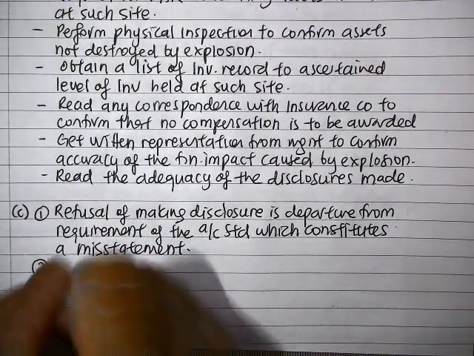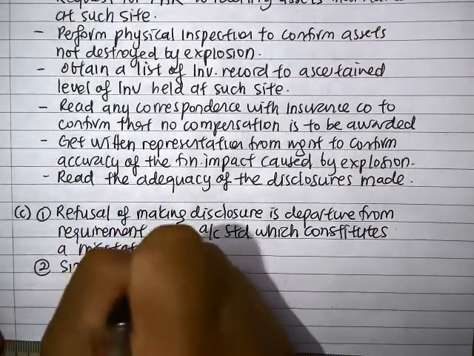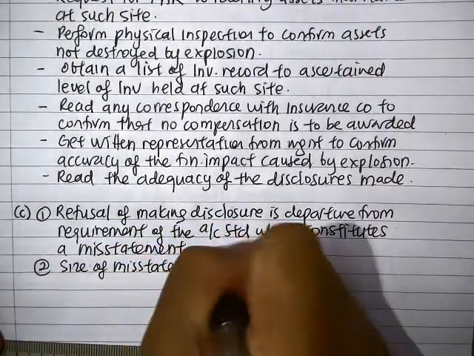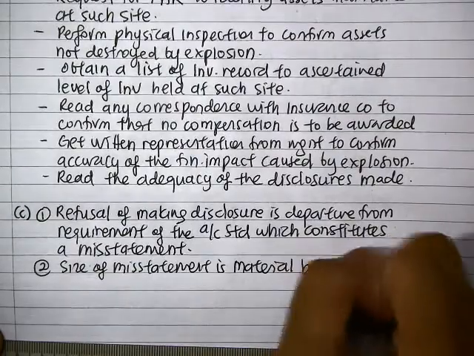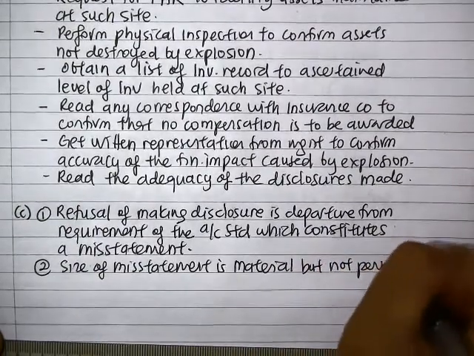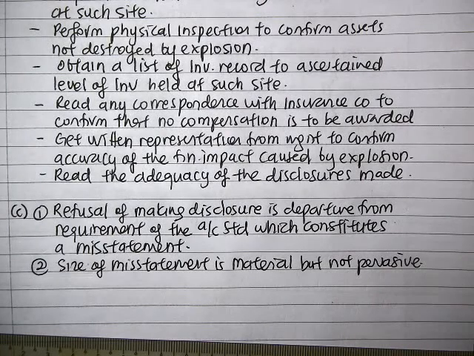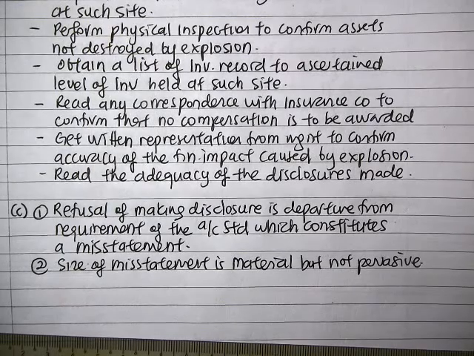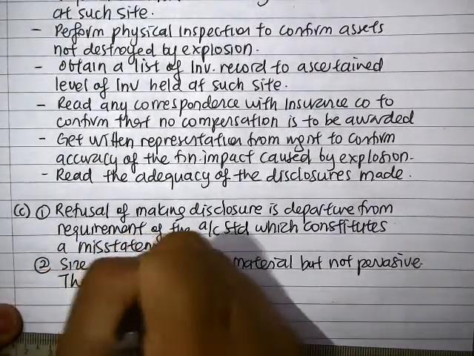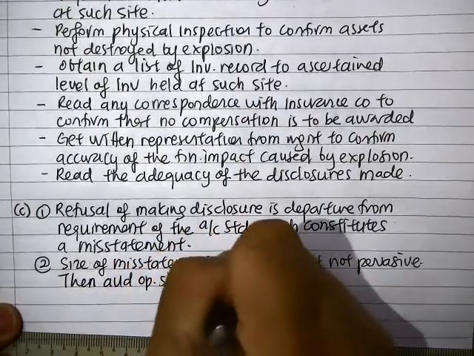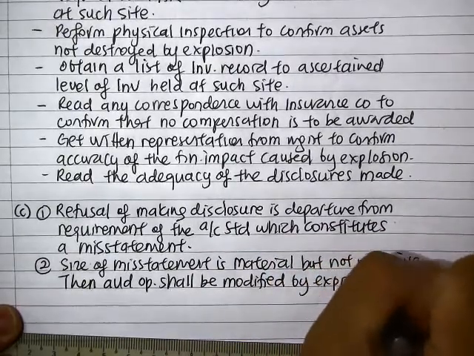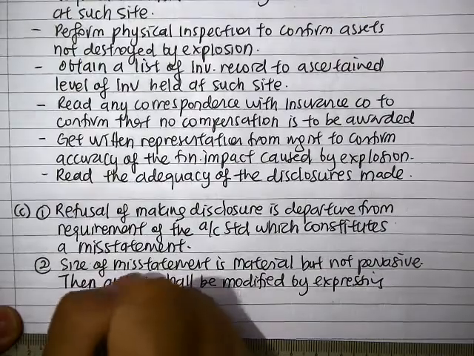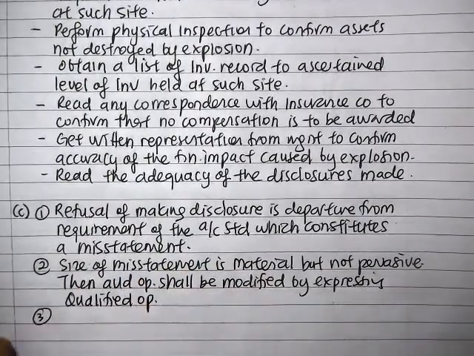Then number 2, the size of the misstatement is material because it's about 17%, but it's not pervasive. It's big, but it's not that big. Alright, now? So if it's material and not pervasive, then we should modify opinion. Then the audit opinion shall be modified by expressing what? A qualified opinion.